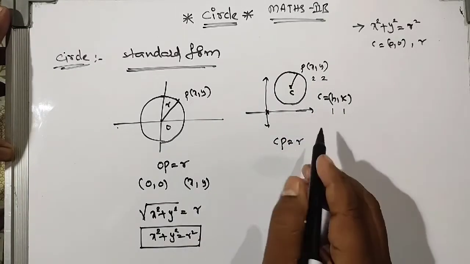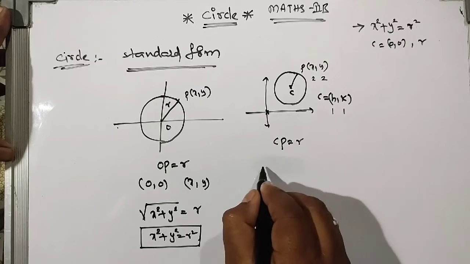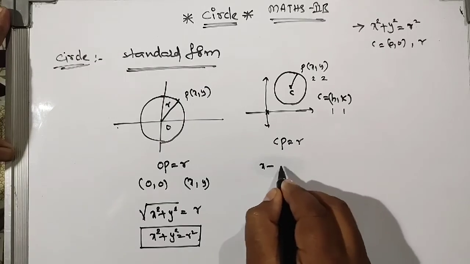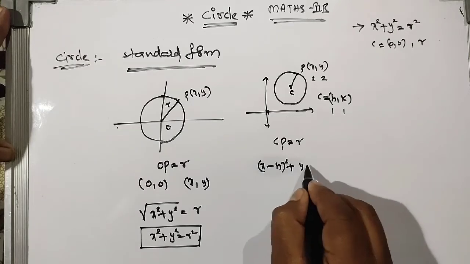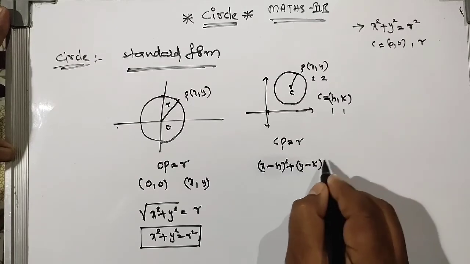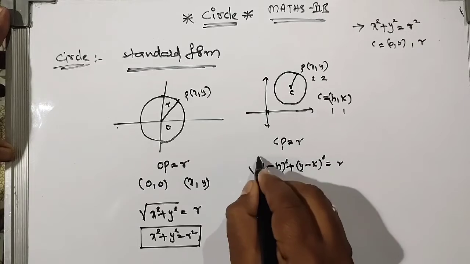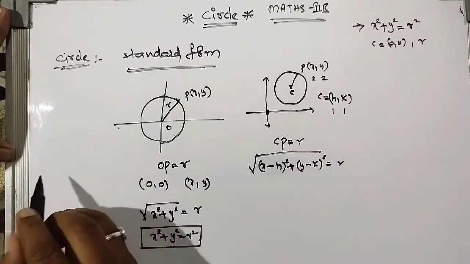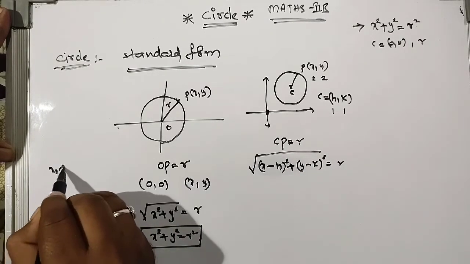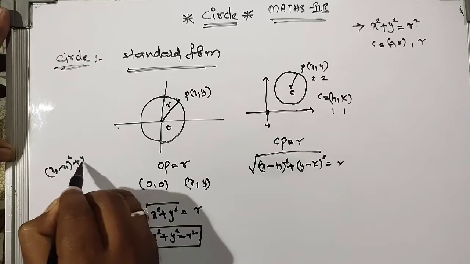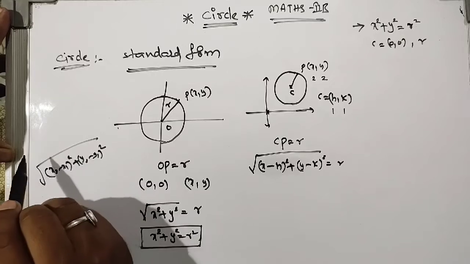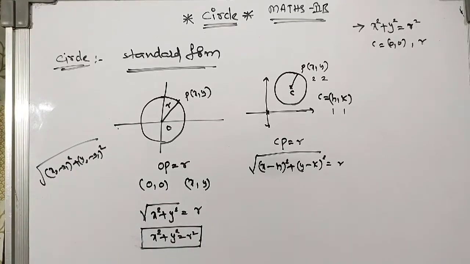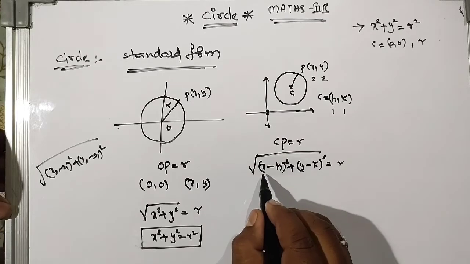The distance formula: the square root of (x minus h) whole square plus (y minus k) whole square is equal to r. This is under root. Why? Because the distance formula is the square root of (x2 minus x1) whole square plus (y2 minus y1) whole square, when (x1, y1) and (x2, y2) are the two points and the distance between them is the formula. So this is the distance formula you can apply here.